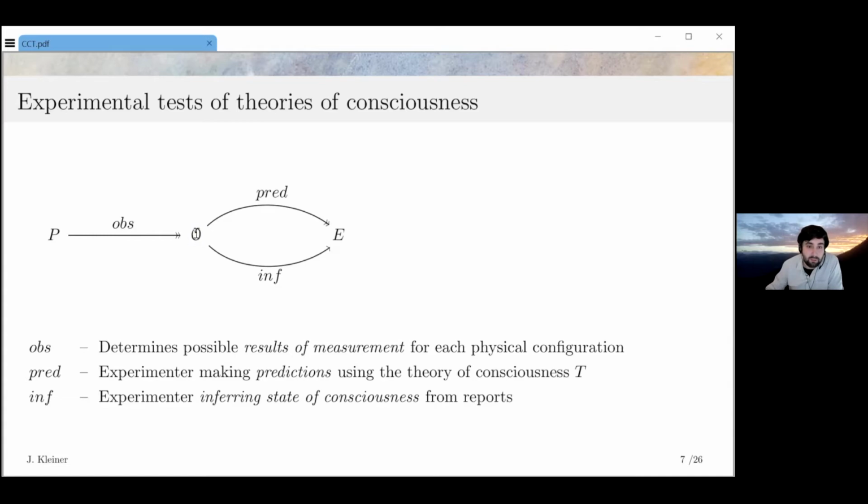And then, off of that data, there are two things an experiment would do. First of all, the experimenter would use the theory T that's supposed to be tested to make a prediction about the state of consciousness.